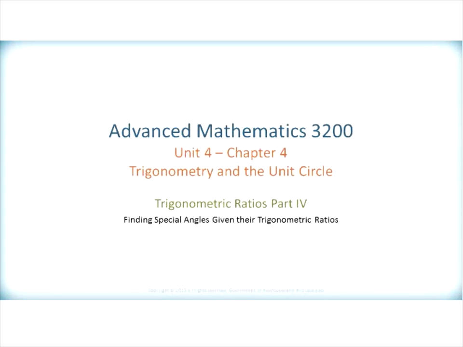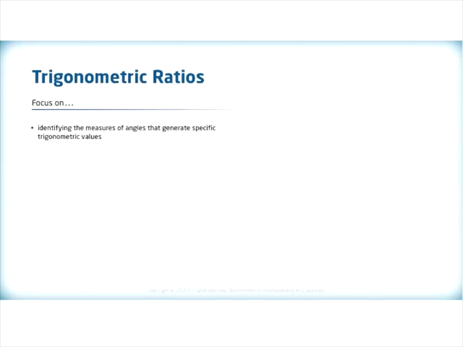In this lesson, we're going to have a look at Unit 4, Chapter 4, Trigonometry in a Unit Circle. We're going to continue with Trigonometric Ratios, Part 4. I want to look specifically at finding special angles given their trigonometric ratios. As I said, the focus for this lesson will be on identifying the measures of angles that generate specific trigonometric values.